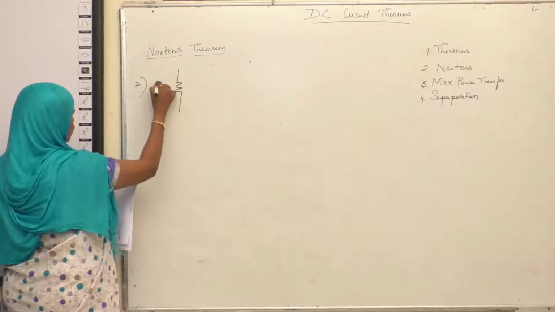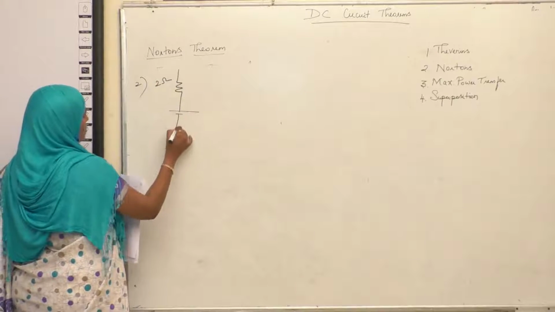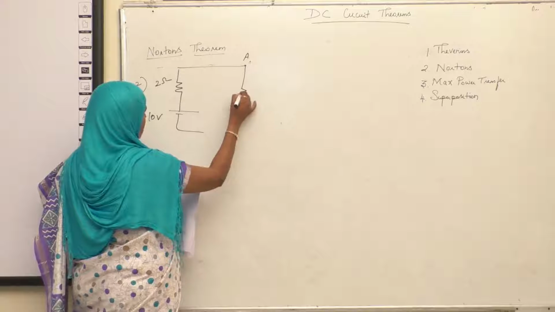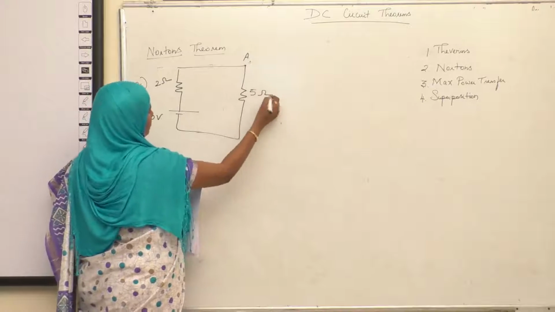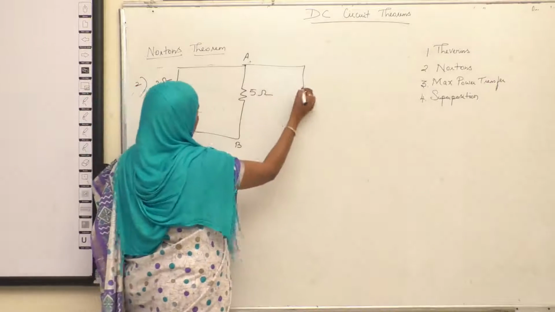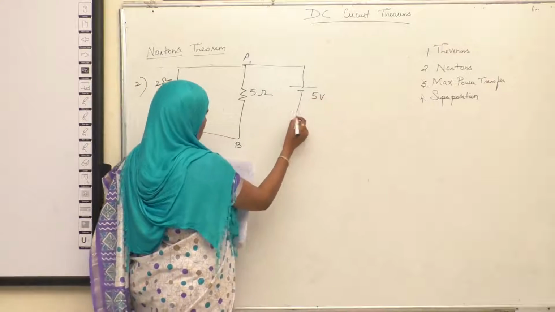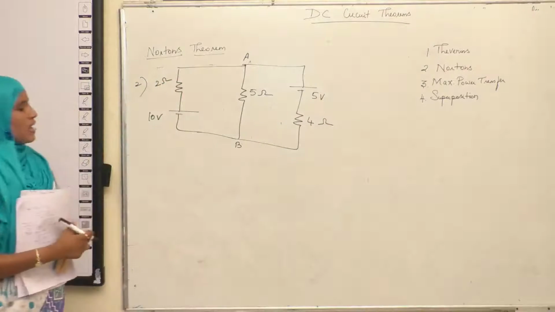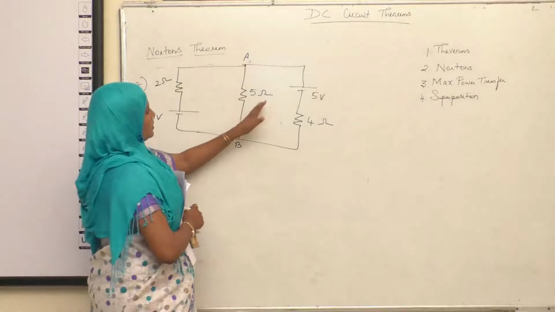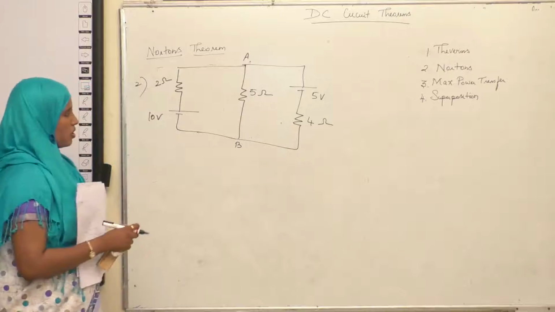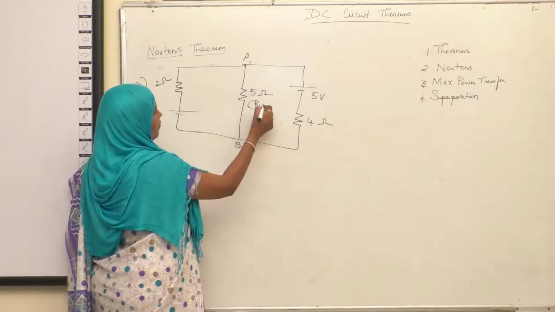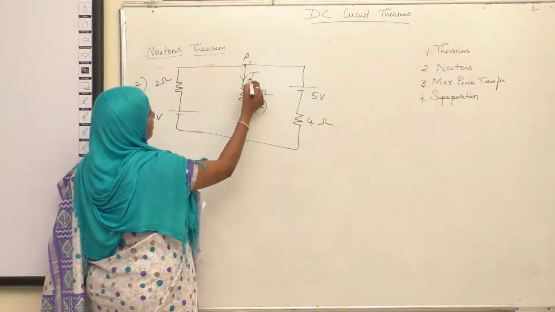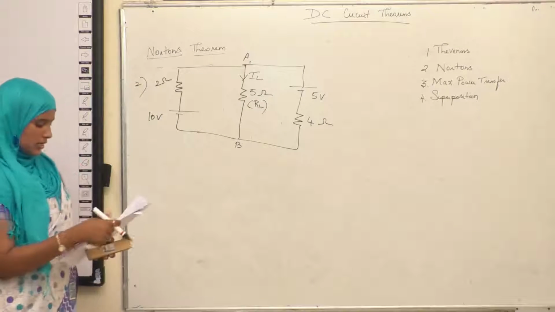You have a resistance of 2 ohm in series with 10 volt, and then here you have RL of 5 ohm, and again you have one voltage source of 5 volt in series with a resistance of 4 ohm. As I said before, the resistance which is connected between A and B is your load. So here in this case, your 5 ohm is your load resistance. What you need to find is the current passing through this particular resistance.